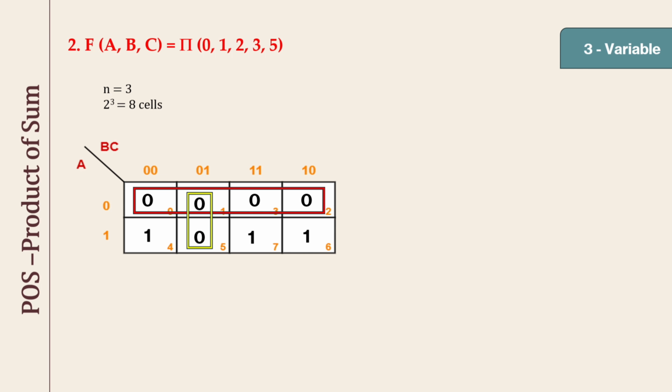In the first group, we can't see any values in the second row. All the values are present in the first row itself, so we can name the group A bar. In the second group, all the values are present in the second column only. With respect to the second column, we can name the second group B bar C. Now, the final simplified expression will be f of a, b, c is equal to A bar dot B bar plus C.